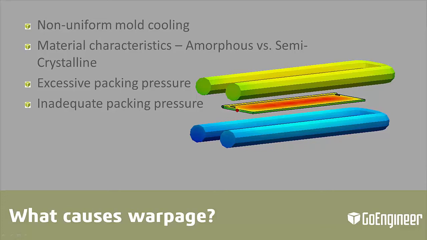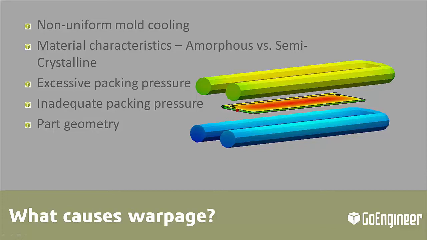Another thing is our part geometry. In plastic part and mold design, our goal is to design a part with the most uniform wall thicknesses. If we have non-uniform wall thicknesses, it will lead to part warpage as well, because the thicker areas of your part cool at a slower rate and they'll shrink more to cause the part to deform.